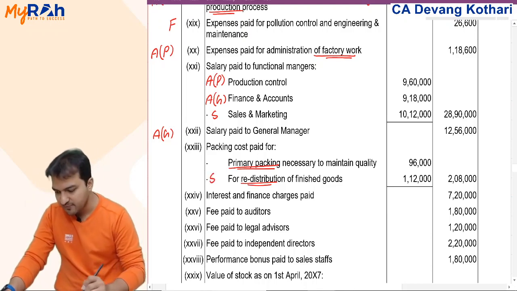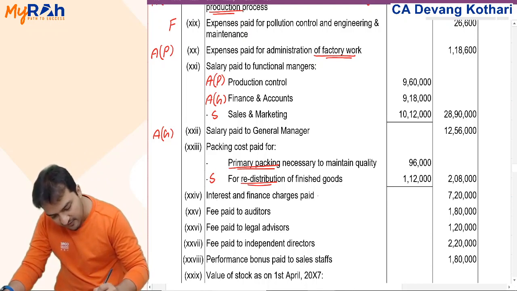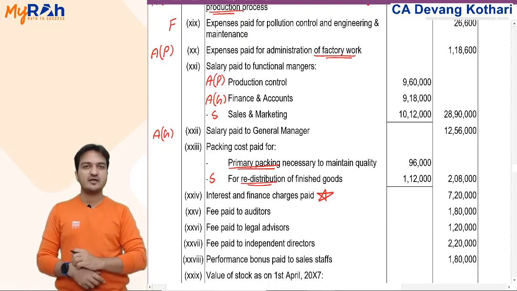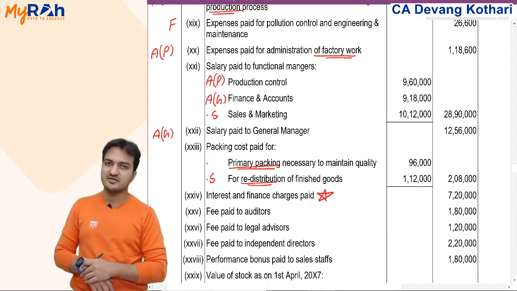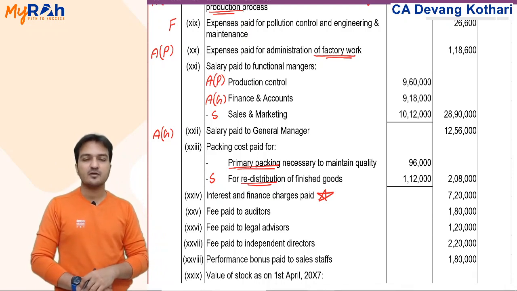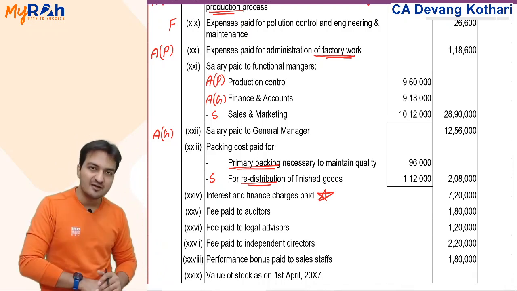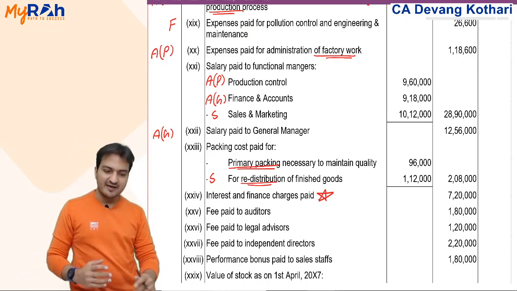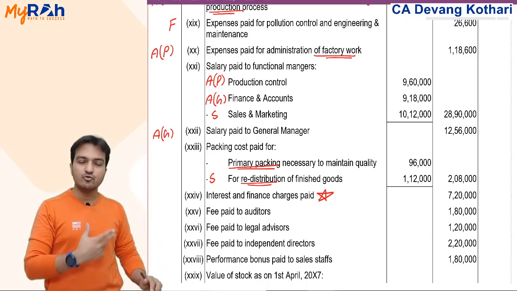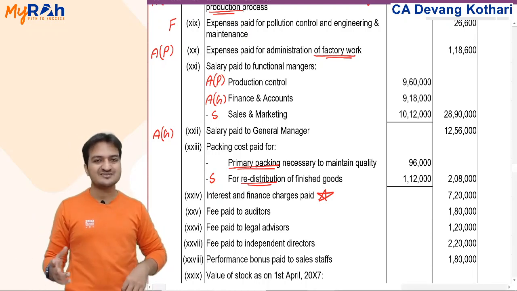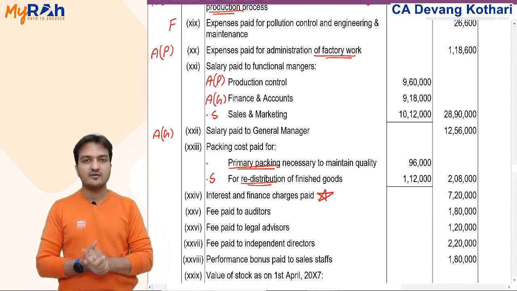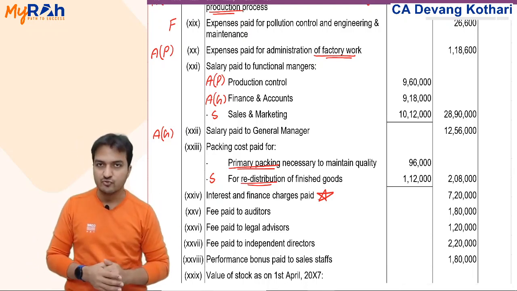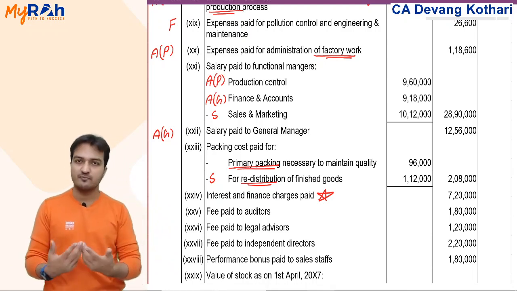Interest and finance charges paid. Now, this is important. Generally, I said that bank interest is to be ignored. But the interest that you ignore will be the interest on term loans. Many times companies also pay routine interests. Routine interest on, say, rent deposits, or you pay interest on electricity deposits, or on the deposits given by the debtors to you. Routine interests will not be ignored.